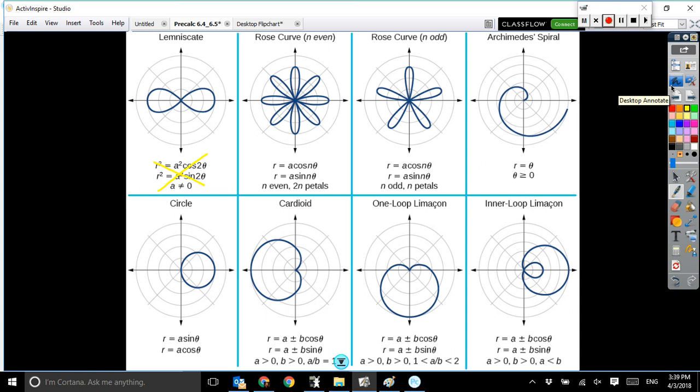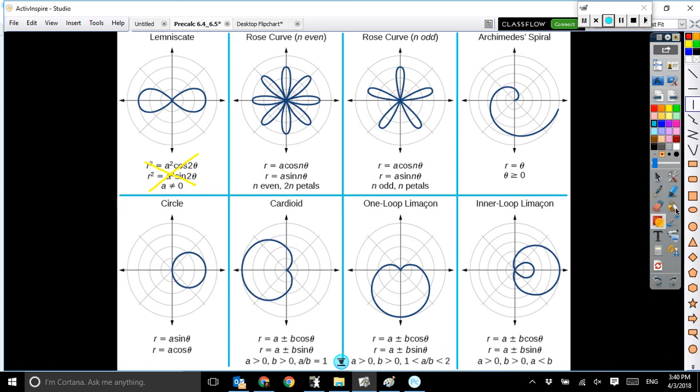Before I move on, you might want to go ahead and screenshot or take a picture of this. One difference I will say is that for circles, we will normally stick with circles that are centered at the origin. So for example, this circle right here is off to the side. For our purposes, all circles will be centered around the origin.